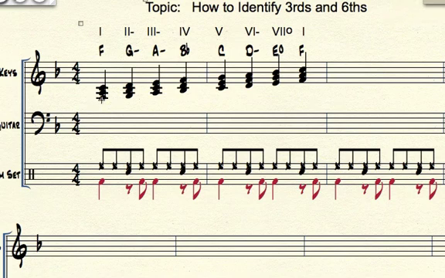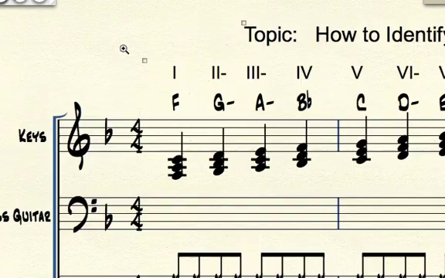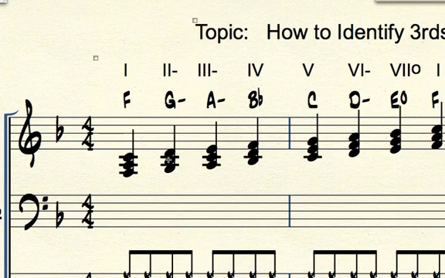Well, the first two notes of each triad form a third, and the third will correspond to the chord quality of the chord in question. The chord in question is a major chord. That means that's a major third. F to A is a major third. The third for this chord, G to B flat, is a minor third. Minor third, major third, major third, minor third, and then a diminished triad.